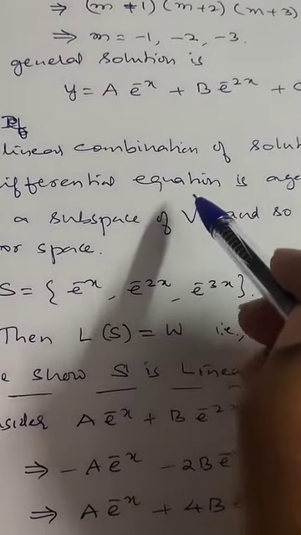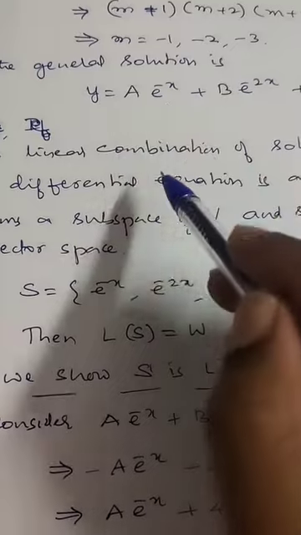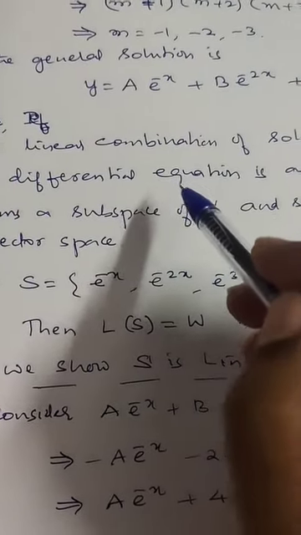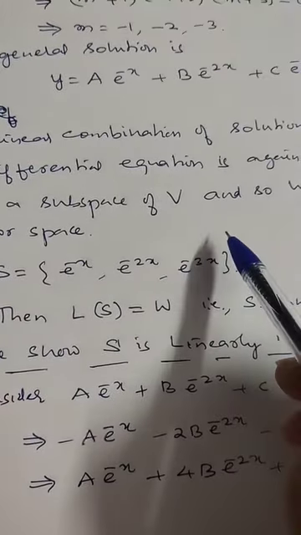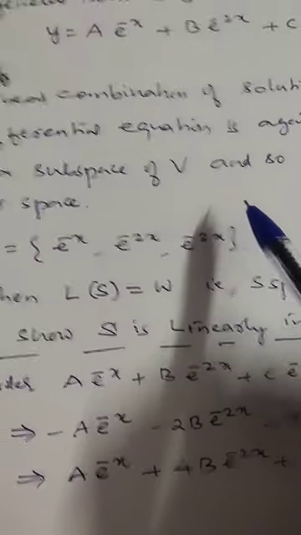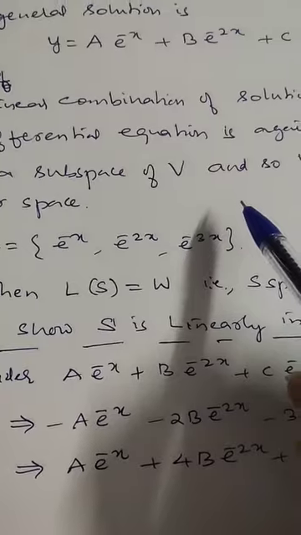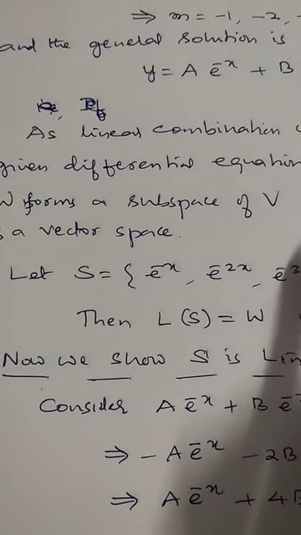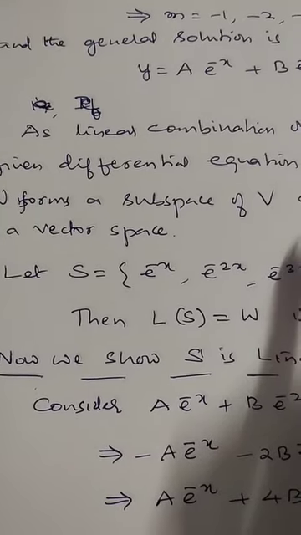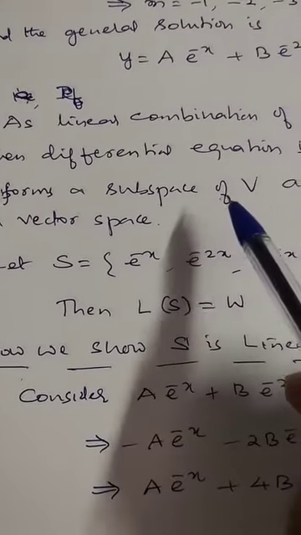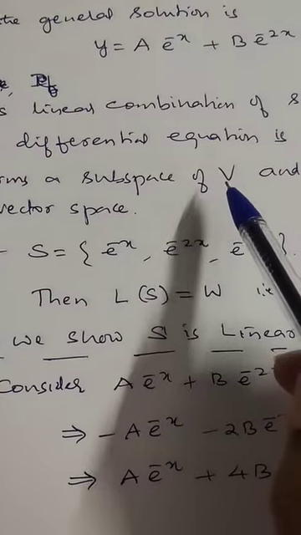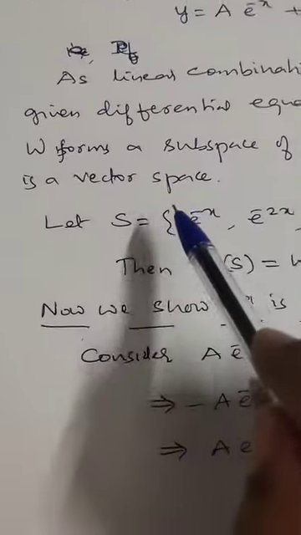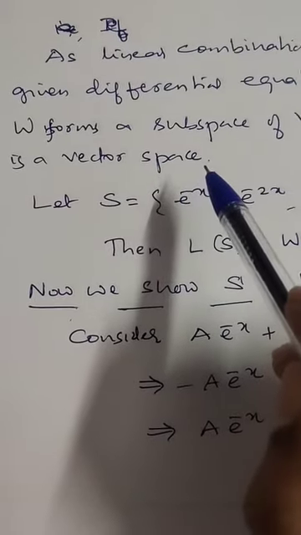If x and y are solutions of these differential equations, definitely alpha x plus beta y, or if f and g are solutions, alpha f plus beta g is also a solution, meaning that element belongs to W, because W is considered as a set containing the solutions of the given differential equation. Therefore W is a subspace of V. If W is a subspace of V, then W itself is a vector space. Thus we have shown W is a vector space.